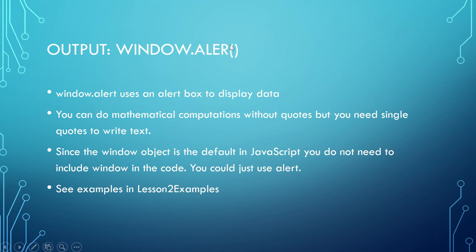Window, I forgot the D. I should say window.alert. Window.alert uses an alert box to display data. You can do mathematical computations, again, in that window alert box, but you need single quotes if you're going to write text. Since the window object is the default in JavaScript, you don't actually have to say window, you could just say alert. And we'll look at those examples here in a second.